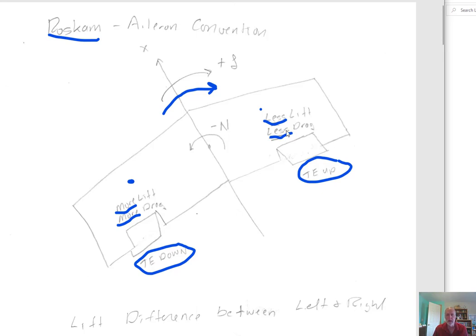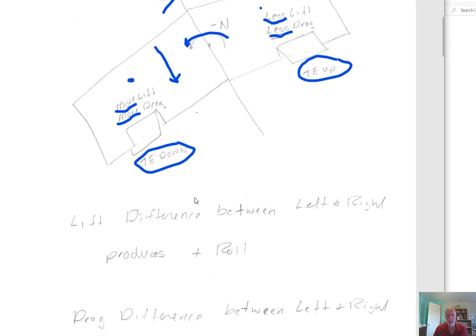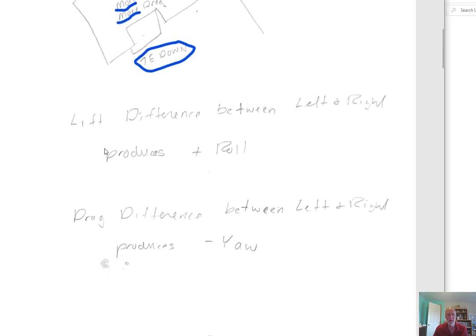The side effect is the drag, and we're going to talk about that in a minute. So you get less drag on this side and more drag on this side, so you get a net negative yawing moment like this. So you roll positive, yaw negative with the Roskam positive aileron convention. So the lift difference I was just talking about produces a positive roll, and the drag difference between the two wings produces a negative yaw.